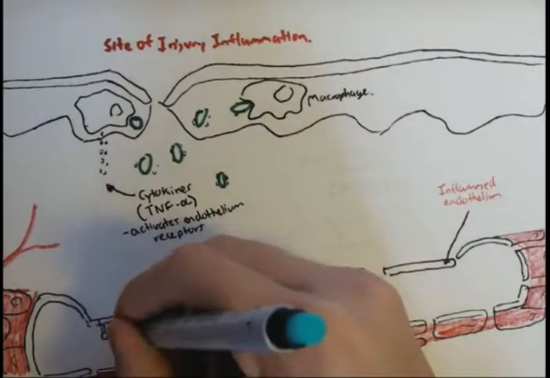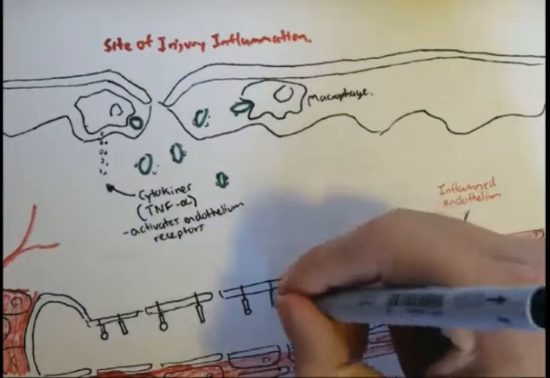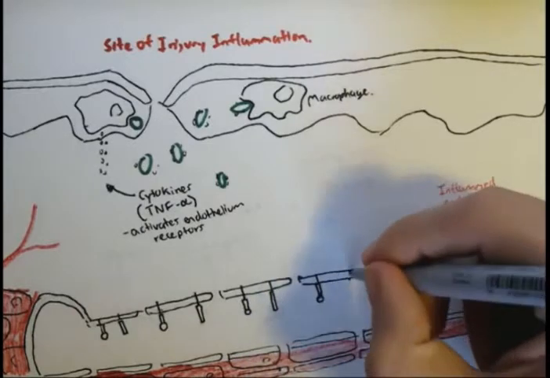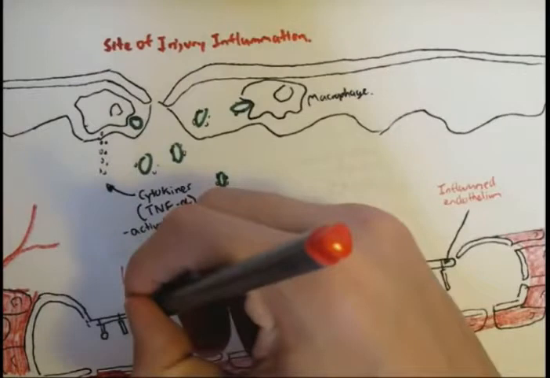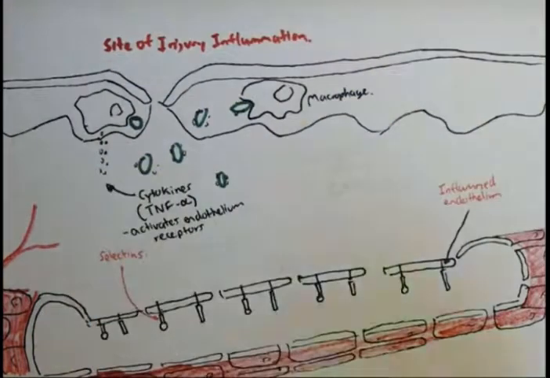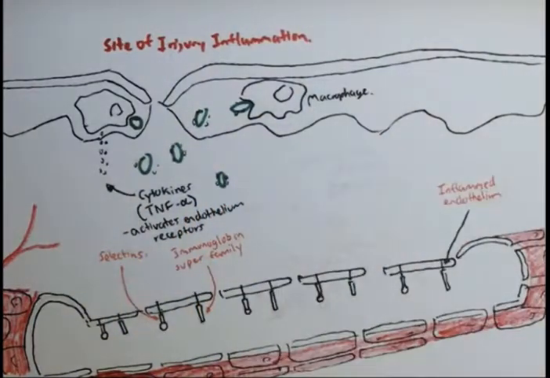And now we will only look at 2 of these receptors, the 2 main ones, the categories of these receptors, and one of which is called the selectins, and the other is of the immunoglobulin superfamilies. And these are a group of receptors.